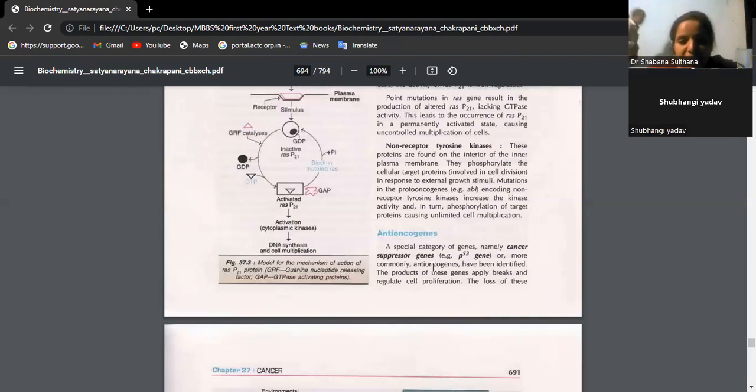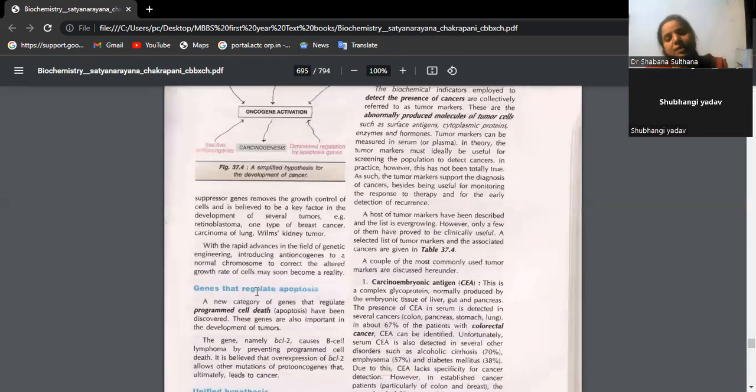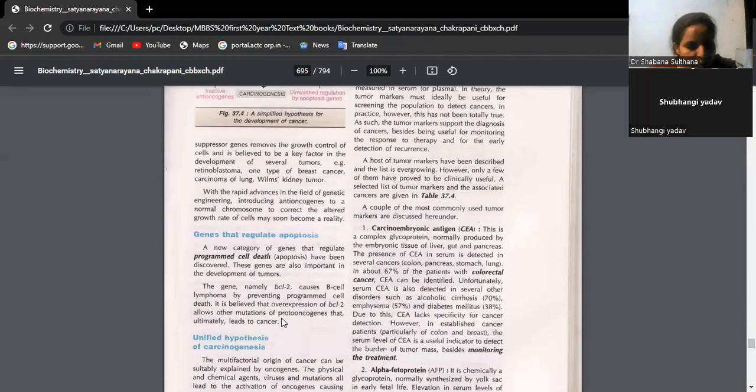For example, P53 gene, a special category of gene called cancer suppressor gene, or more commonly anti-oncogene, has been identified. As long as P53 is available, we are safe. But certain carcinogens suppress the P53 anti-oncogene, because of which our cells will behave abnormally. Programmed cell death is, of course, apoptosis.